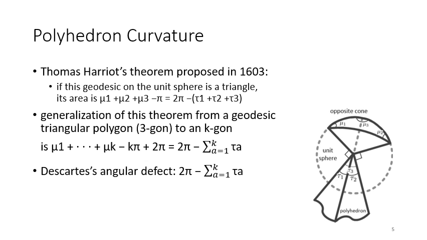And if we generalize this theorem from a geodesic triangle, or trigon, to a k-gon, this area becomes mu_1 plus ... plus mu_k minus k pi plus 2 pi, which is equal to 2 pi minus the summation of those interior angles. This formula is important because it's also called Descartes' angular defect, which René Descartes proposed centuries ago, which is equal to 2 pi minus the summation of the interior angles of a vertex in the polyhedron.